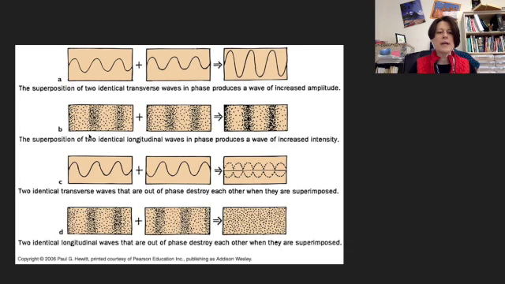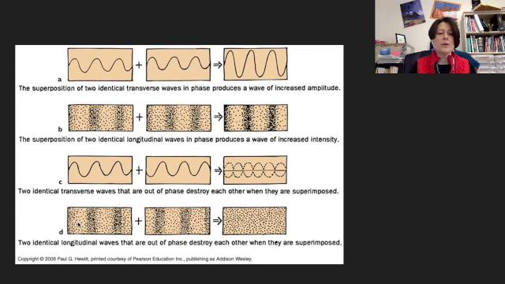Now, when we have longitudinal waves, like a sound wave where we have areas of high pressure and low pressure, or compression and rarefaction, when we superimpose those on each other and they add up, we get areas where there's way lower pressure and way higher pressure. So that increases the intensity of the sound, which we also call the amplitude. Now, for transverse waves, when a trough matches up with a crest, they cancel out.